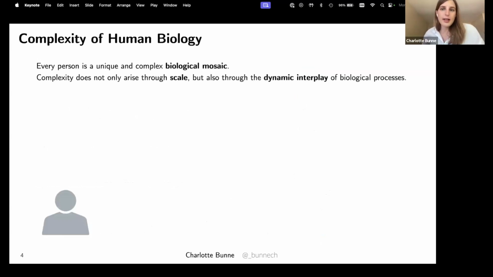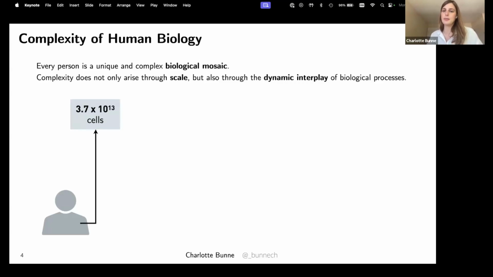I guess, given that this is a machine learning for drug discovery summer school, you're all aware how complex biology is. In particular, the number of cells we have in our body is on average 3.7 times 10 to the power of 13 cells. And every human is very unique. So this is a very unique and complex biological mosaic. And this complexity does not only arise through scale, but also through the dynamic interplay of those biological processes on the molecular level, as you might have heard in the past days, but also on the cellular level.